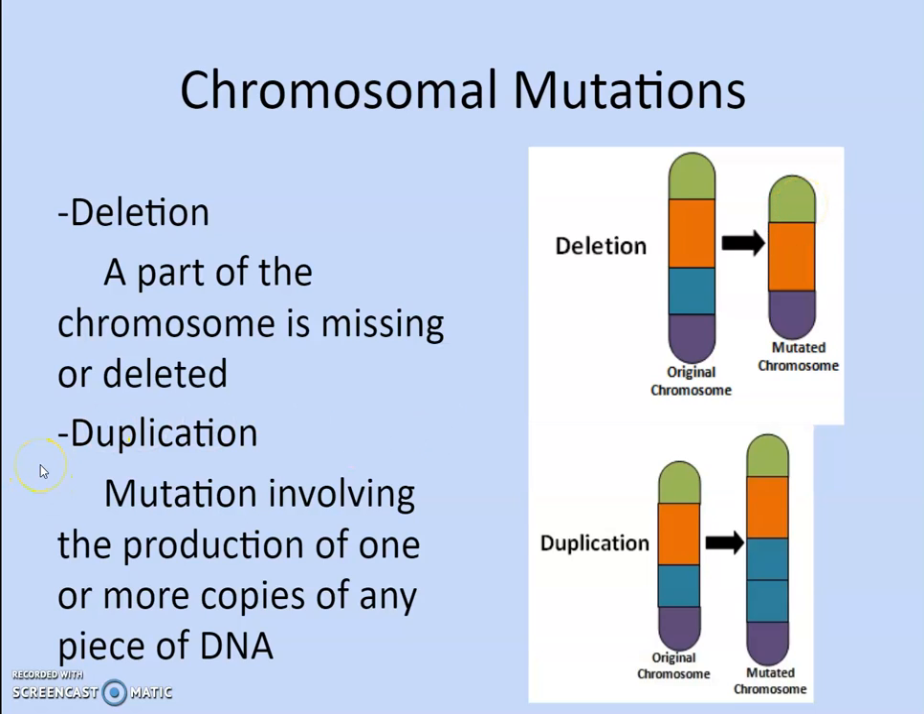Next is duplication. This is a mutation involving the production of 1 or more copies of any piece of DNA, and so that means that there's a portion of the chromosome that's been duplicated. So here, once again, we have those 4 colors, but now you see that the blue has 2 copies of it in there, and so that blue copy has been duplicated in that example.